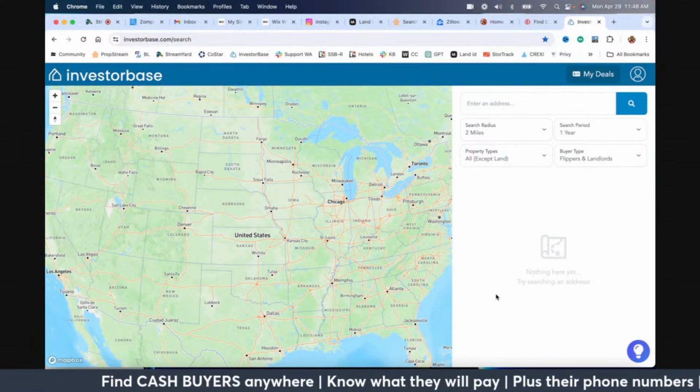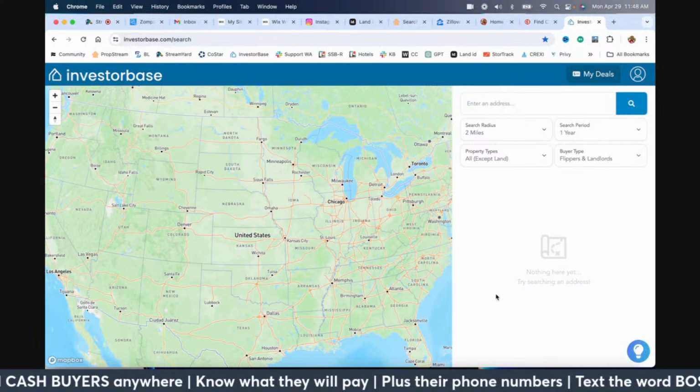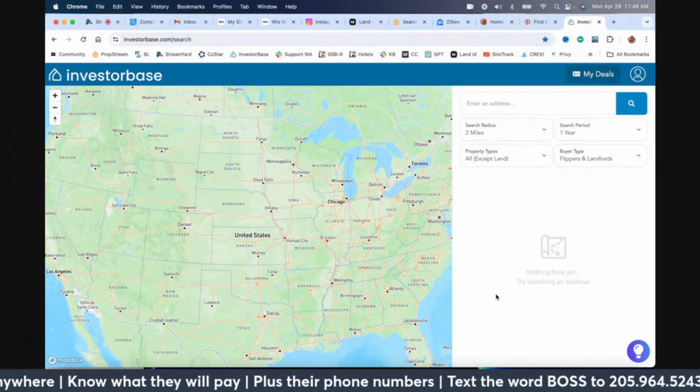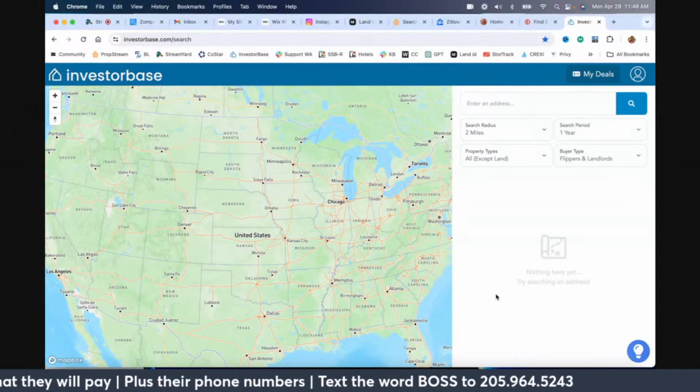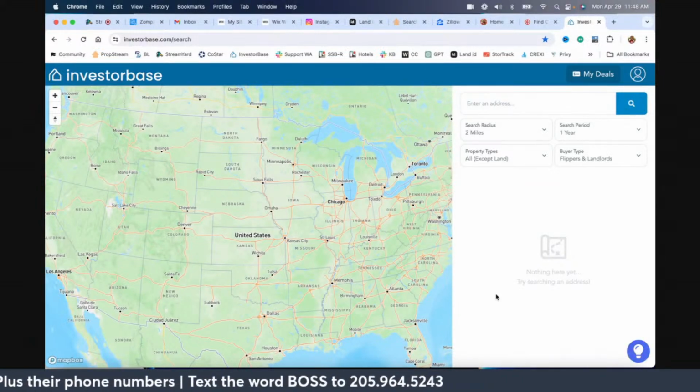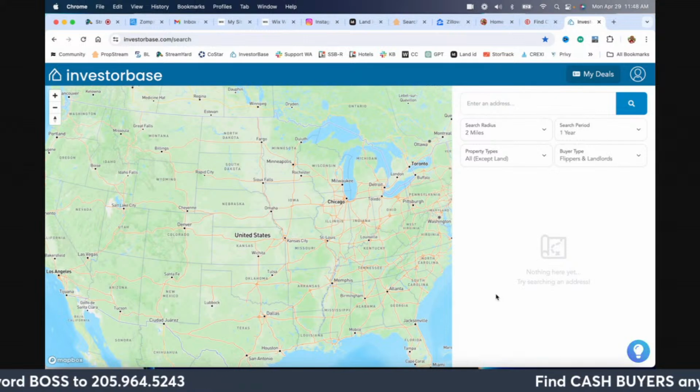Mm-hmm. So that's 50 grand. Yeah. I don't know if you know what we're here talking about, but we're here talking about doing deals where that wouldn't matter. So you would find that house for 20 and flip it to somebody for 30. That's 10 grand in your pocket.